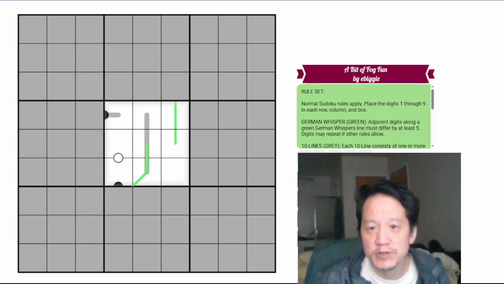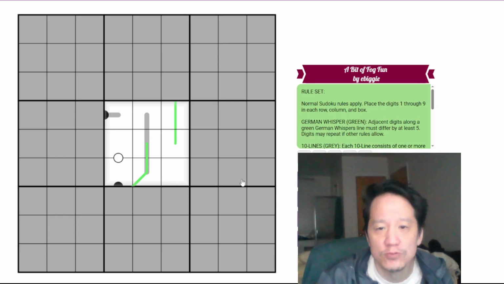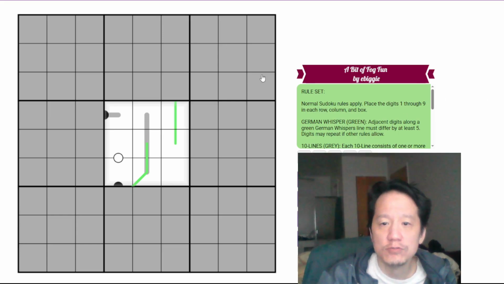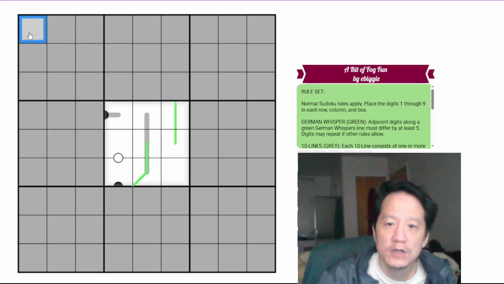Today's very easy puzzle is called A Bit of Fog Fun and it's by E. Biggie. And here are the rules. Normal Sudoku rules apply. Place the digits 1 through 9 in each row, column, and box.